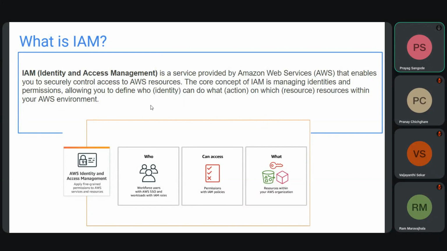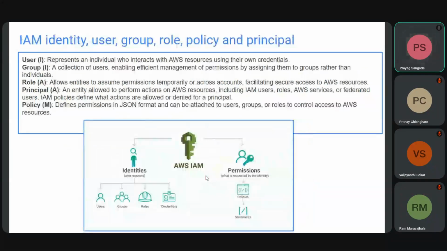As the name suggests, it is identity, that is who can do which action on which resources. So that is identity and access management. AWS has users, groups, roles, credentials, and some permissions as well. What is a user? A user is someone like us who wants to use the AWS resources using our own credentials, the way we have credentials for Gmail or Outlook. That is our end user.